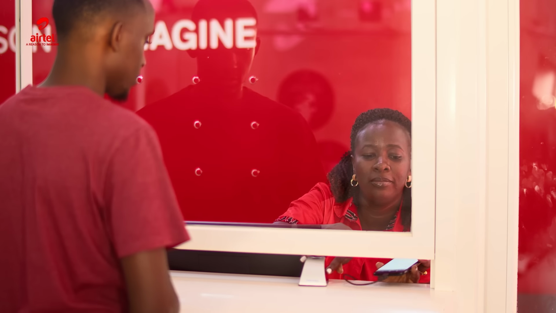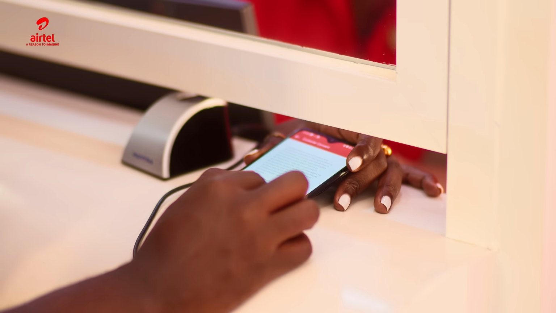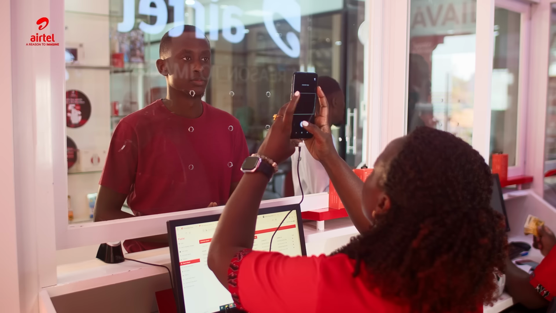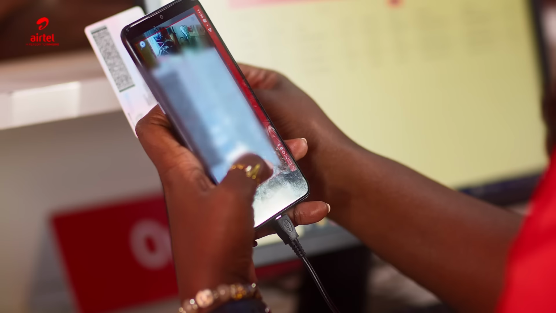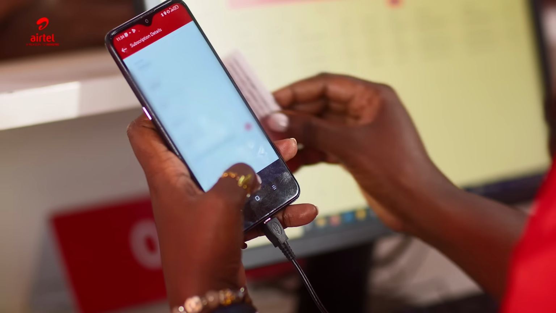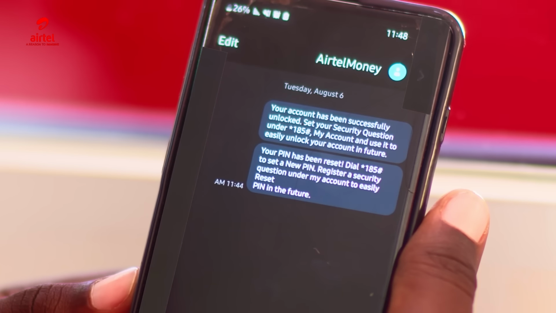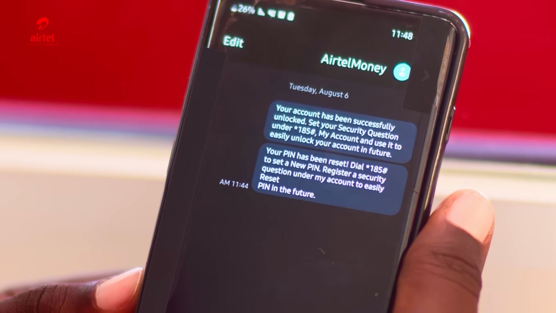You will then be asked to sign an electronic form. After this, the agent will take your picture and scan your national ID. Agent will then reset your PIN, and you will get a message telling you that your SIM card has been successfully unblocked, alongside a temporary PIN.